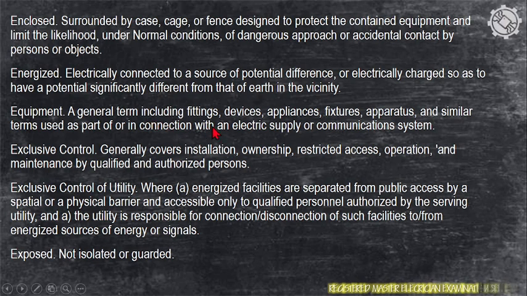Equipment, so this is a general term for fittings, devices, appliances, fixtures, apparatus, and similar terms used as part of or in connection with electrical supply or communication. So lahat ng ginagamit natin when we are going to install or maintain a certain electrical system or communication system, we call that one as equipment. Then exclusive control, so it covers installation, ownership, restricted access, operation, and maintenance by qualified and authorized persons. So what does it mean if a certain part of a system is under exclusive control? Meaning that the installation, the ownership, and the operation of that system is maintained by a qualified and an authorized person.